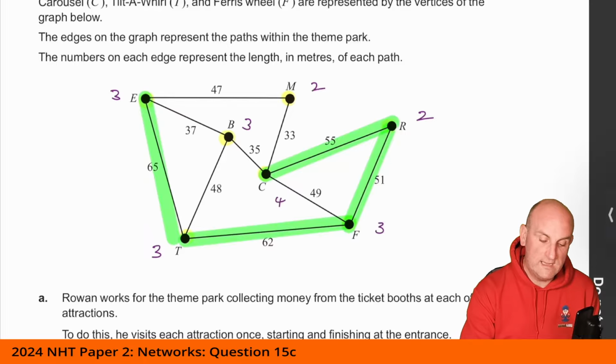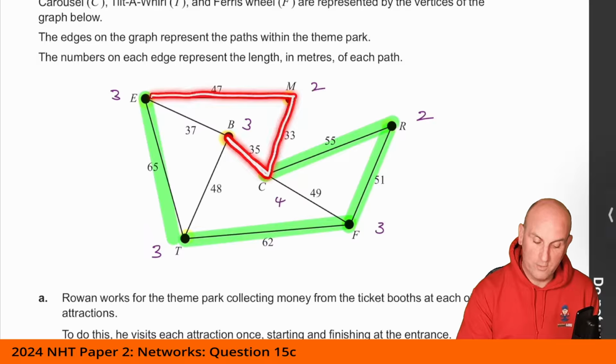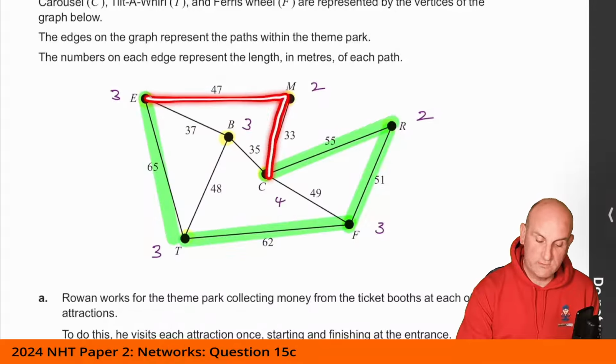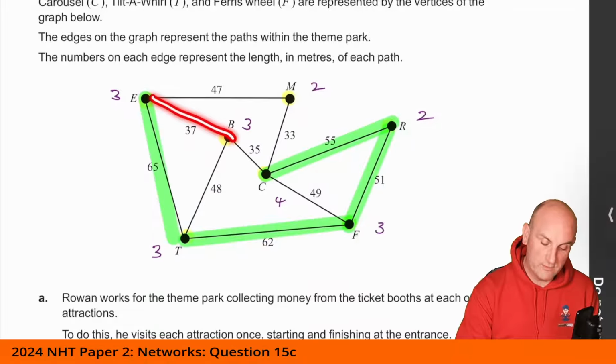So the question really comes down to, do I go E to M to B and back, or E to B, B to C, and C to M? Now, what happens is if you do the 47 plus 33 plus 35 plus 35, I think you get something like 150. If you do 37, 35, 33 and back, you actually get a much smaller value. And as such, the correct answer is actually that there, all right?